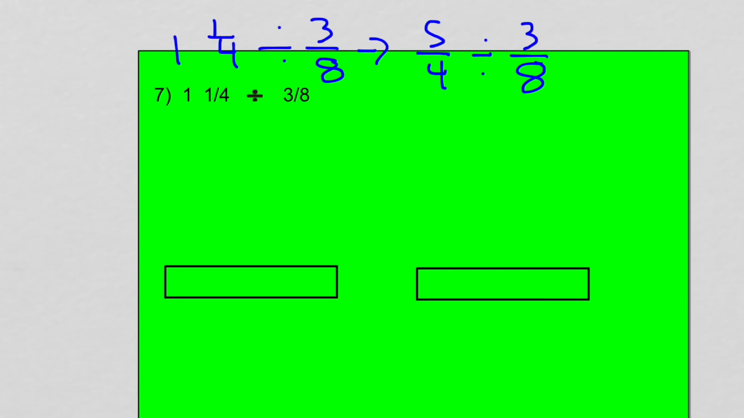And then get your common denominator. Common denominator of 4 and 8 is 8. Okay, 4 times 2 gives 8. 5 times 2 gives 10. And 3 over 8 stays the same. How many 3/8 are in 10/8? Well, divide your rectangles into eighths.